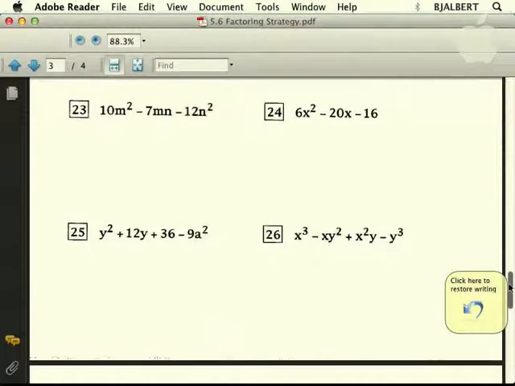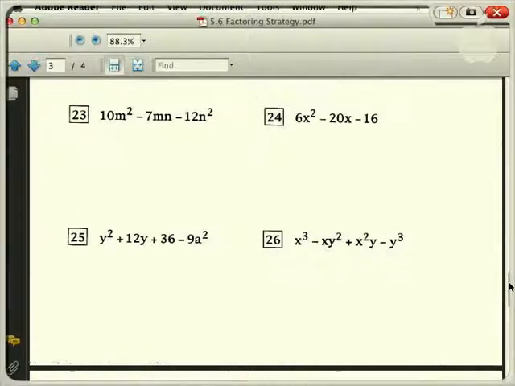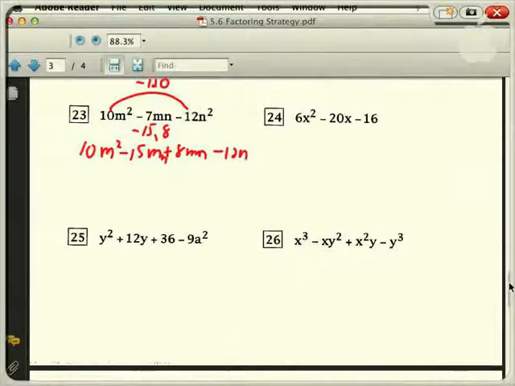Number 23. Let's check that one out. Okay, we've got to multiply these two. That's minus 120. Two numbers that'll multiply out to minus 120 and add up to negative 7 would be minus 15 and 8. So we'd have 10m squared minus 15mn plus 8mn minus 12n squared.